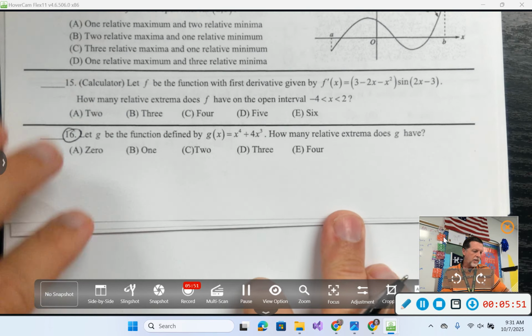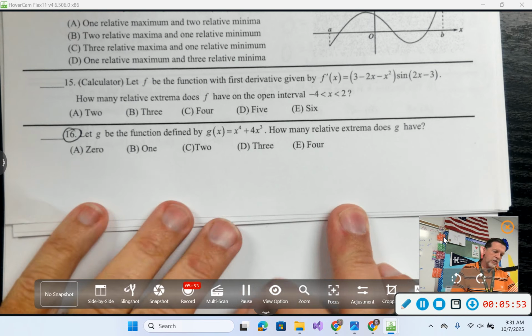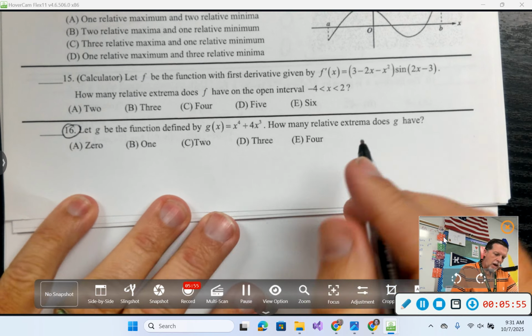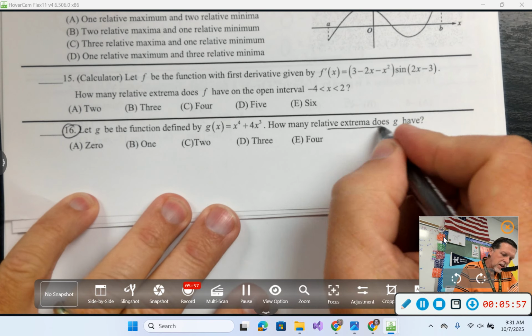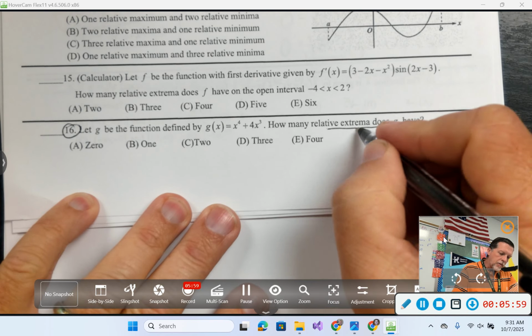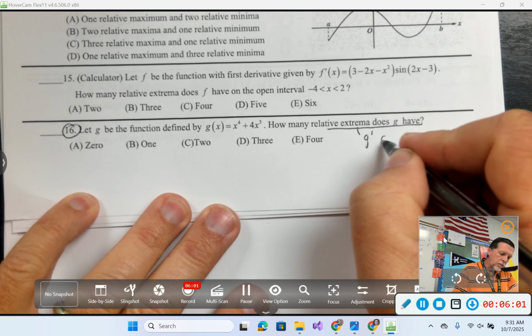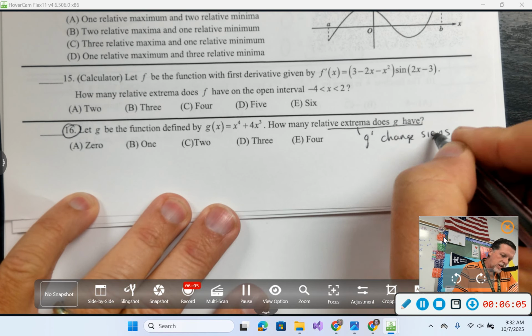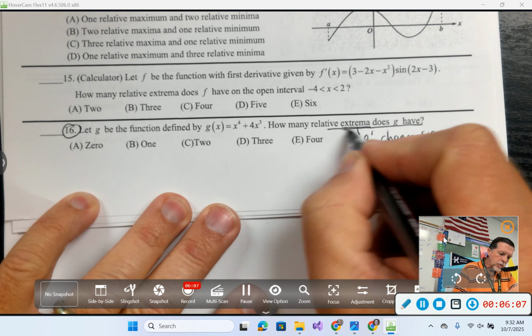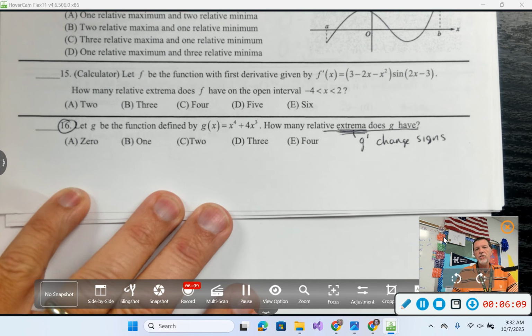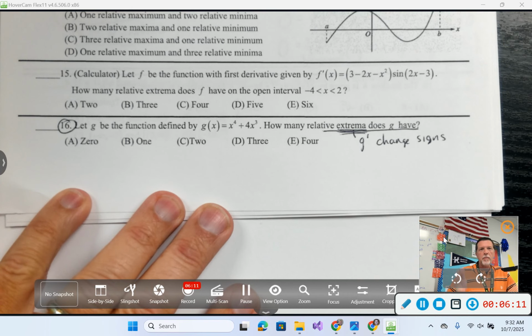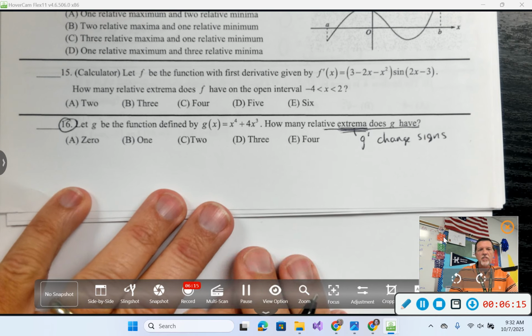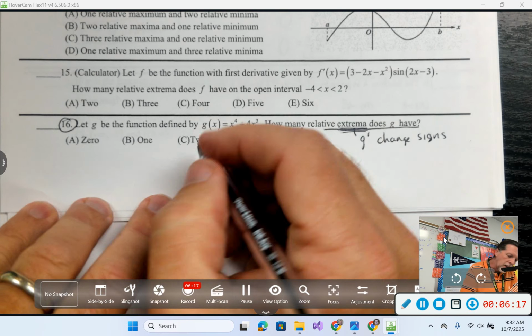Let's get down to 16. Let g be the function defined by this. How many relative extrema does g have? So that means how many times does g prime change signs? And because of the way this one's worded, we don't care which way they change. We're not concerned about maxes or mins. We're just concerned with sign changes because we want to catch them all.